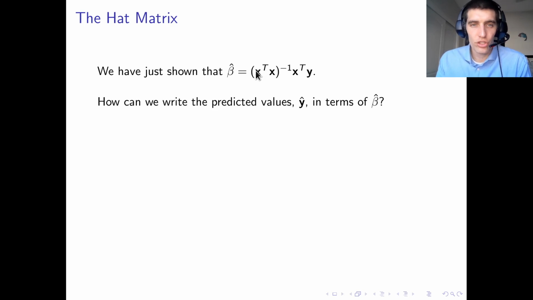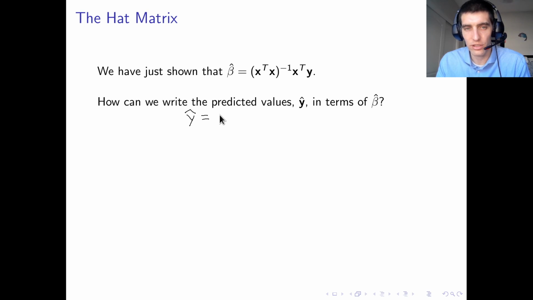Okay, so we have just shown that beta hat, the so-called least squares estimator, is the estimator which minimizes the mean squared error. It gives the least sum of squares, the least mean squared error. We've shown that it's this expression. And so how can we write the predicted values y hat in terms of this new estimated value beta hat?